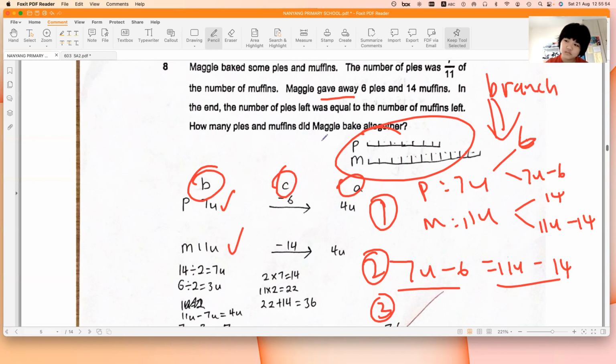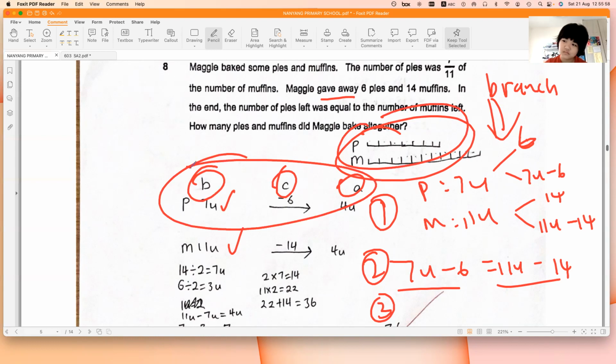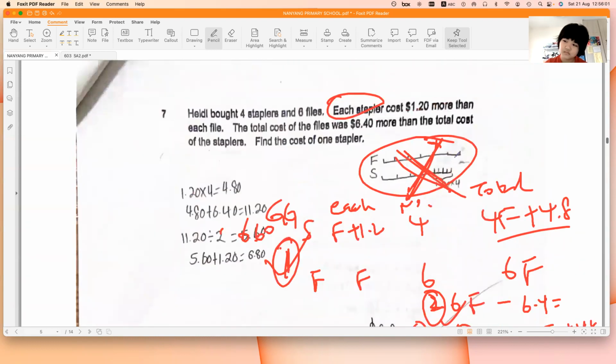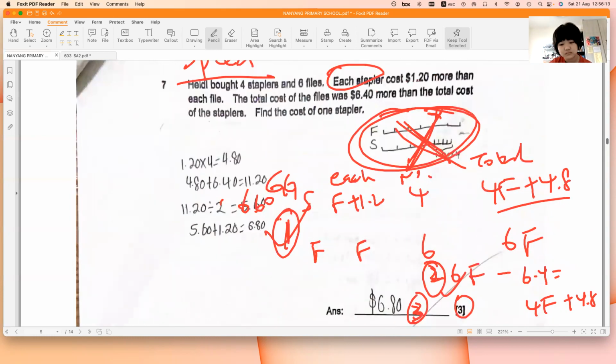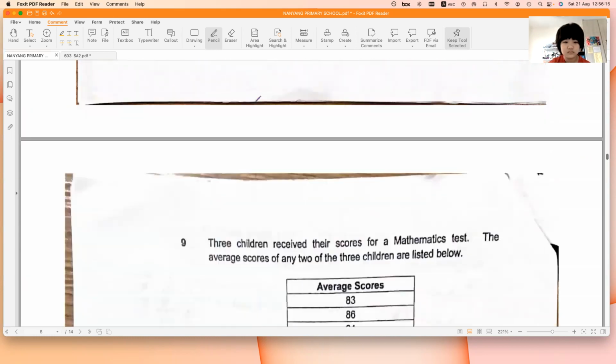By the time you finish drawing your model and doing this, I already finished my question. Same thing for this. By the time you finish drawing the model and doing a lot of other stuff, I already finished the table and formed the equation, 2 marks already. So speed matters. Next.